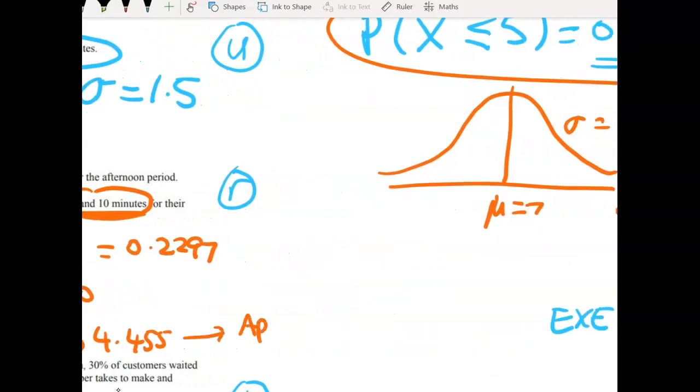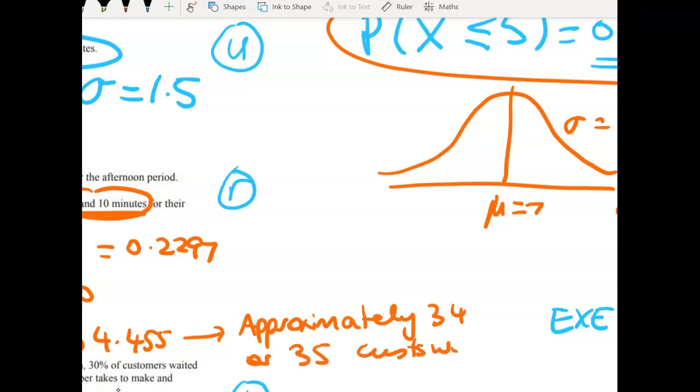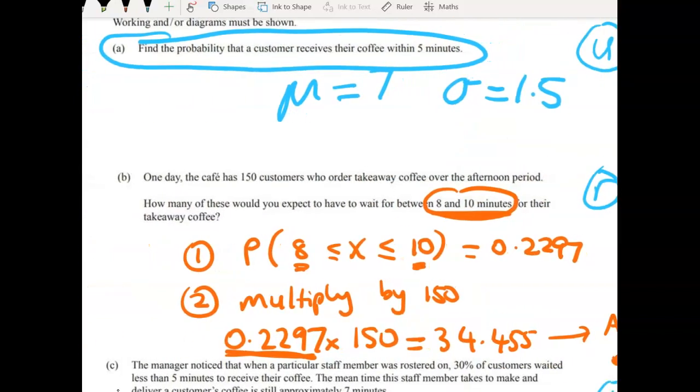So approximately 34 or 35 customers would wait 8 to 10 minutes for their coffee. All right.